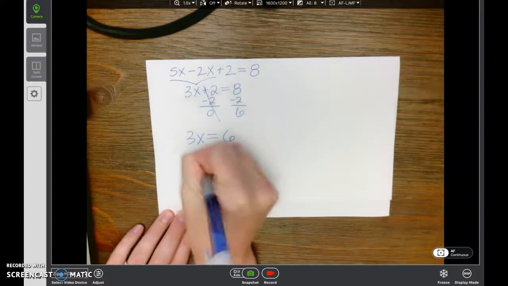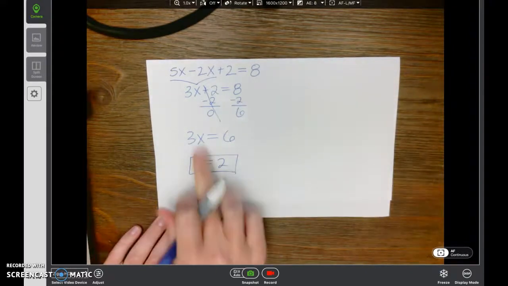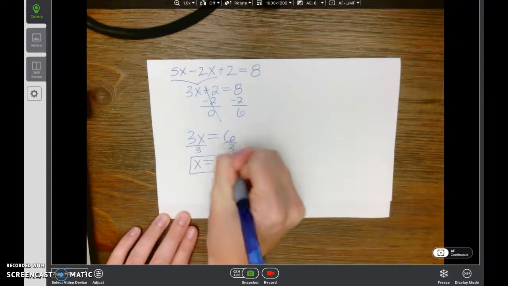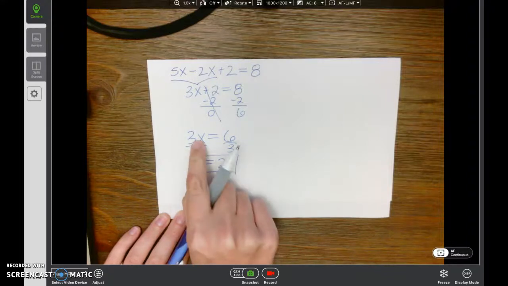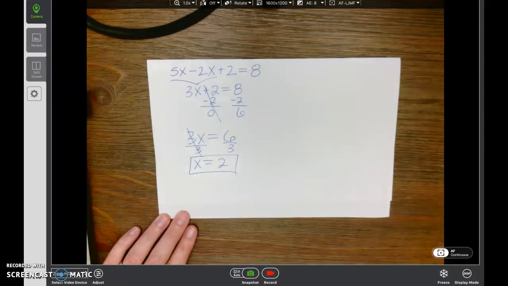I know that 3 times 2 gives me 6, so I know that x will equal 2. If I want to show my work, I would divide both sides of my equation by 3, because the opposite of multiplying by 3 is dividing by 3. So these will cancel out and make x equals 2.